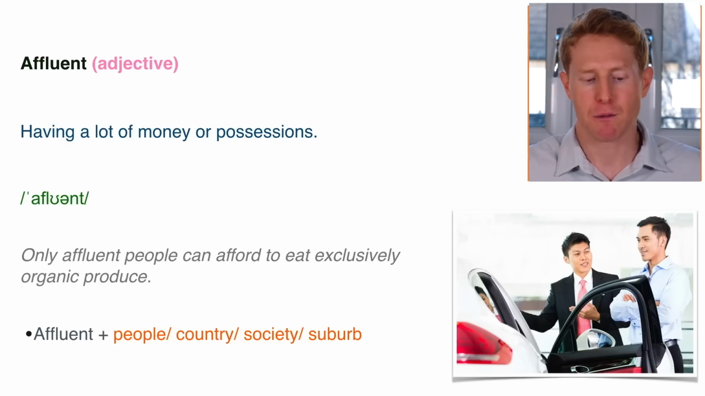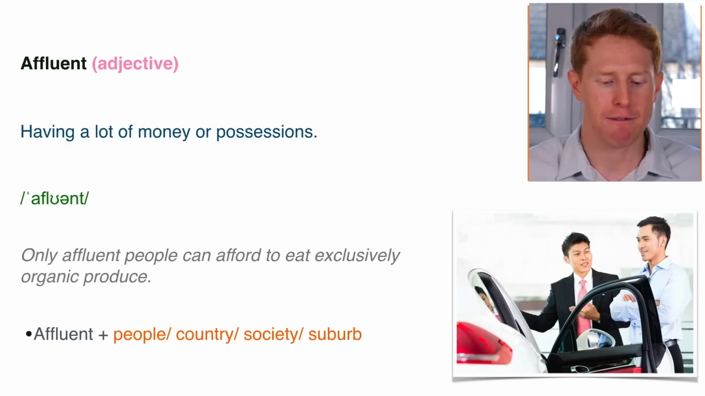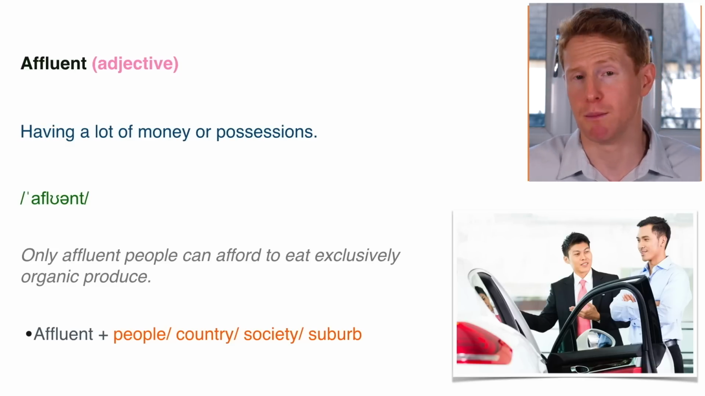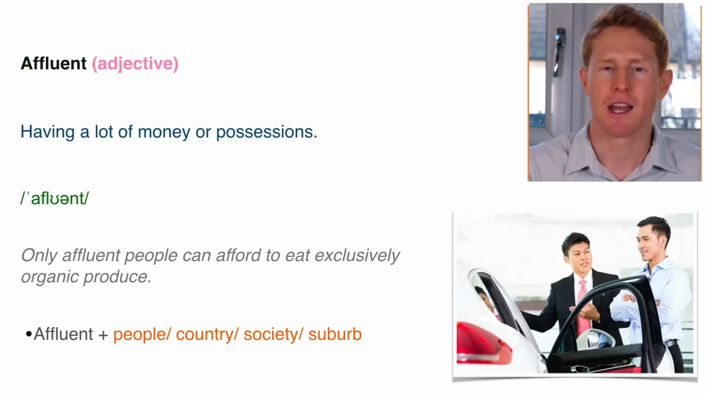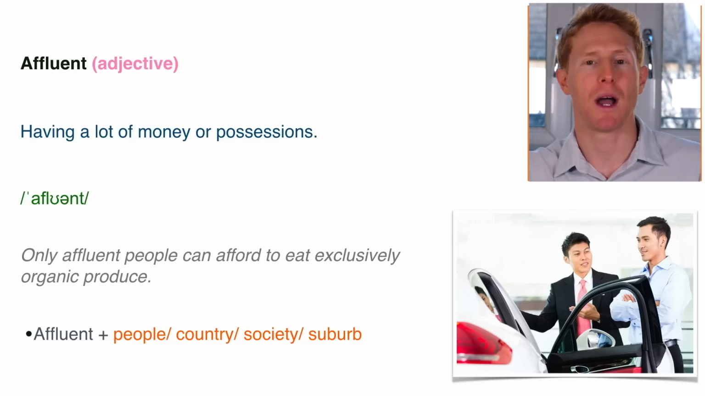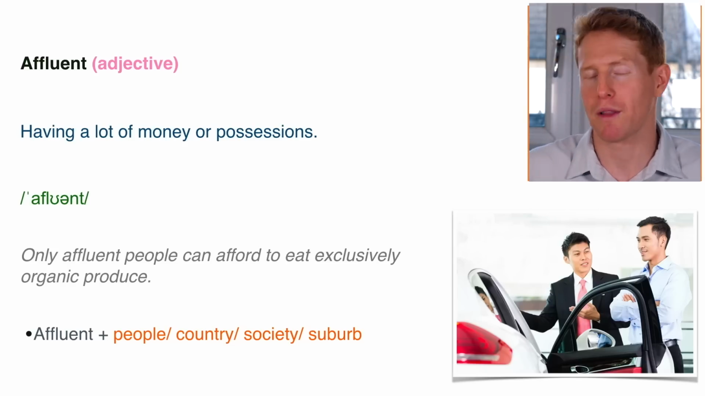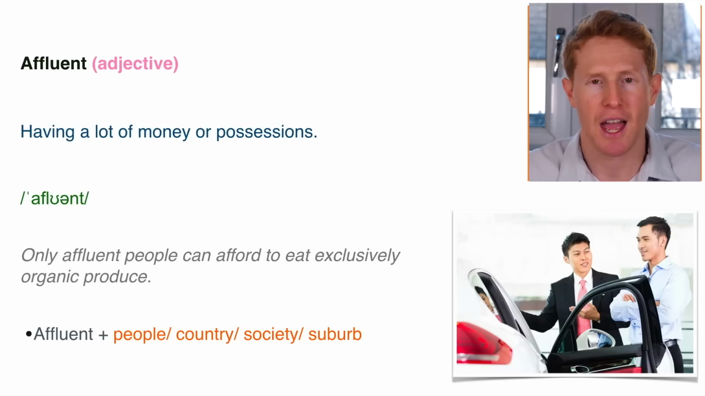So we can talk about affluent people, an affluent country, affluent society, or the affluent suburbs, which means the outskirts outside a city. Often that's where a lot of the larger houses are and wealthy people move there. Or I could say affluent people move there.